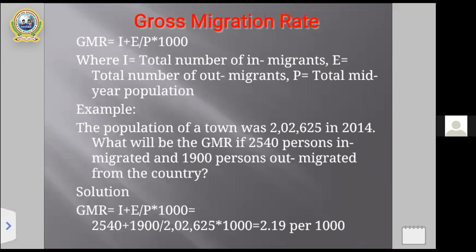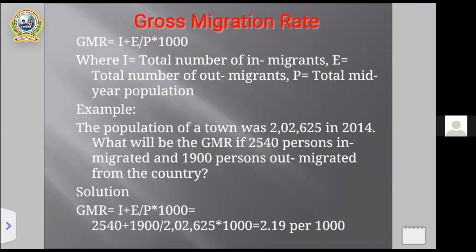Please, can you tell me the formula to calculate OMR? E by P into 1,000. Okay, what is the meaning of E and what is the meaning of P? Total number of emigrants by total media population into 1,000. Okay, very good. Thank you so much, Mr. Dennis.